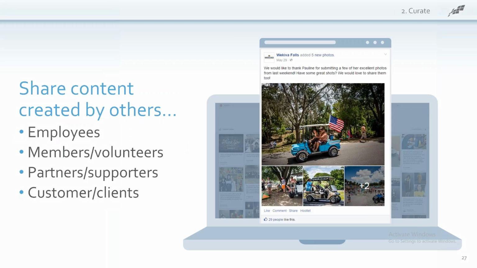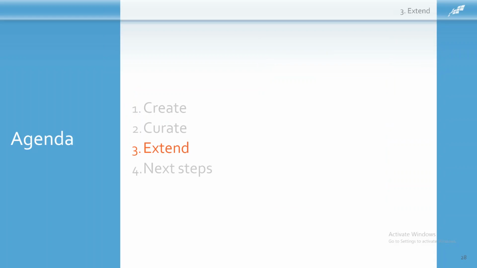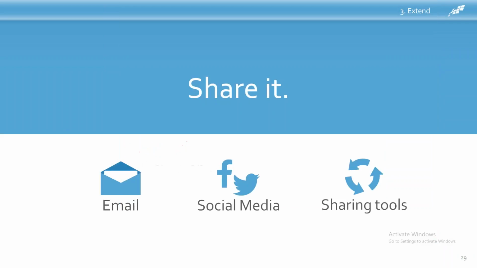All right, so now we're going to talk about how you can extend your reach beyond your email audience. Once you've decided what content you're going to use in your communications, it's time to share it. This way you extend your reach as much as possible. Using email is one way to share content, but you can also share it through social media. Email marketing tools like Constant Contact make it easy for you to share your content on different social platforms and also for your audience to share your content across their social platforms.